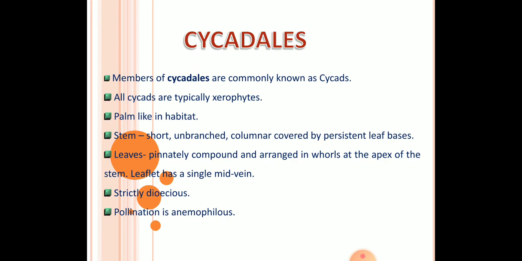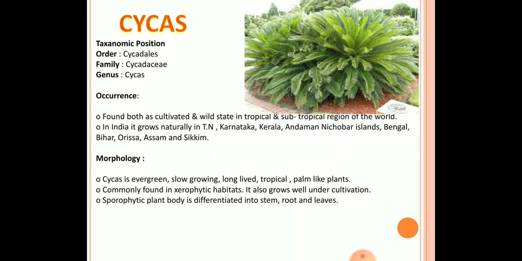The members of Cycadales are commonly called cycads, and they are typically xerophytes. They look almost like palm plants, like coconut and arecanut. The stem is short, unbranched, and columnar, covered with persistent leaf bases. So the main characteristic of Cycadales is the persistent leaf base. Leaves are pinnately compound, arranged in whorls at the apex of the stem, and usually deciduous. Sometimes even semi-green patches will be found, and pollination is entomophilous and anemophilous.